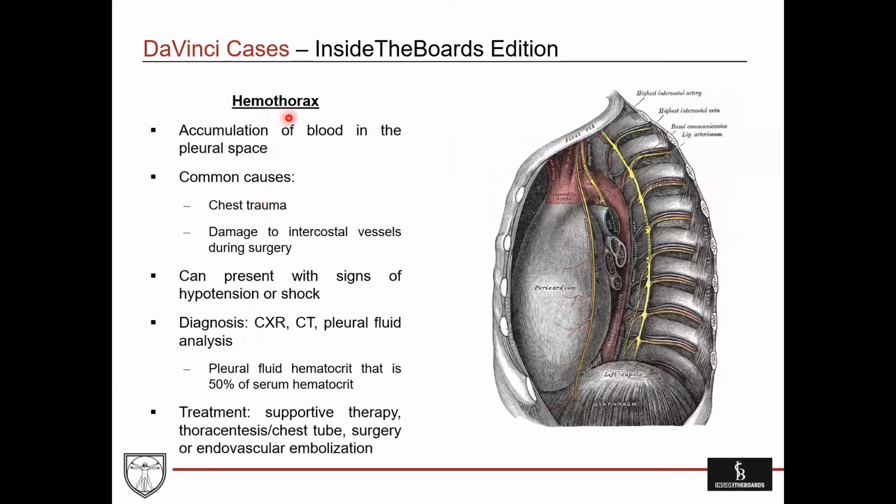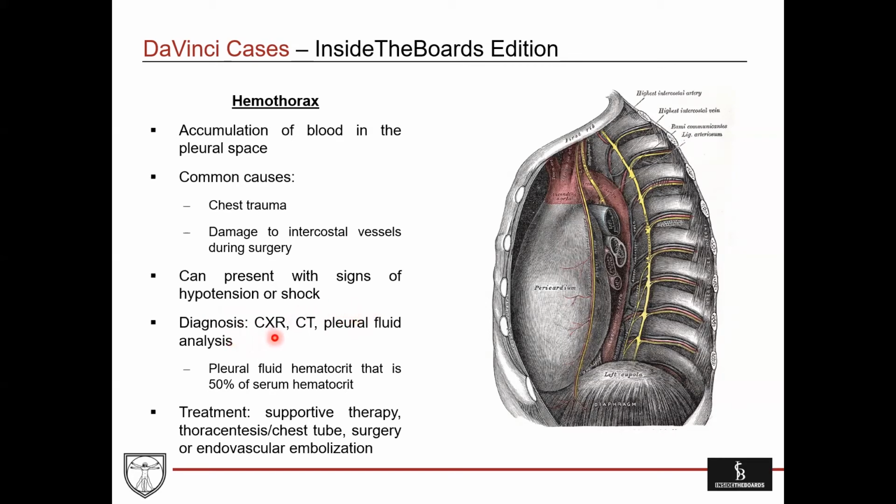Hemothorax is how it sounds. It's an accumulation of blood in the pleural space. So you have these intercostal vessels that go just below the ribs. Common causes, as you can imagine, are chest trauma or damage to intercostal vessels during surgery. These patients can present with signs of hypotension or shock, because it can have significant bleeding.